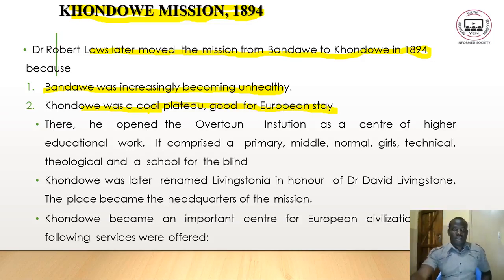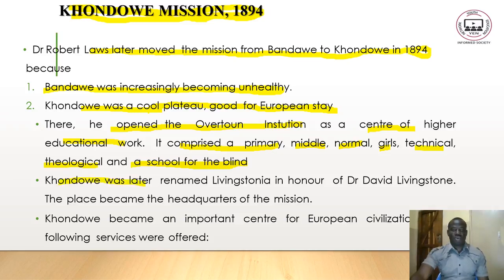So there he opened the Overton Institute. That was the center of higher educational work, and it comprised a primary, middle, and normal girls' school, a technical college, a theological college, and also a school for the blind. So he opened a lot of things there where people were participating in education.